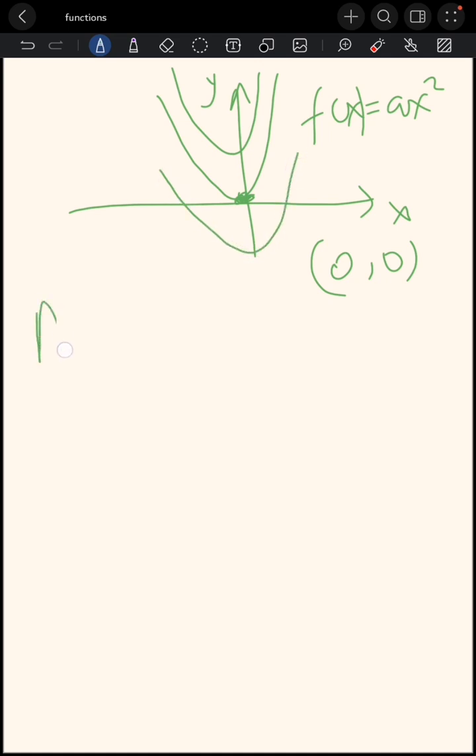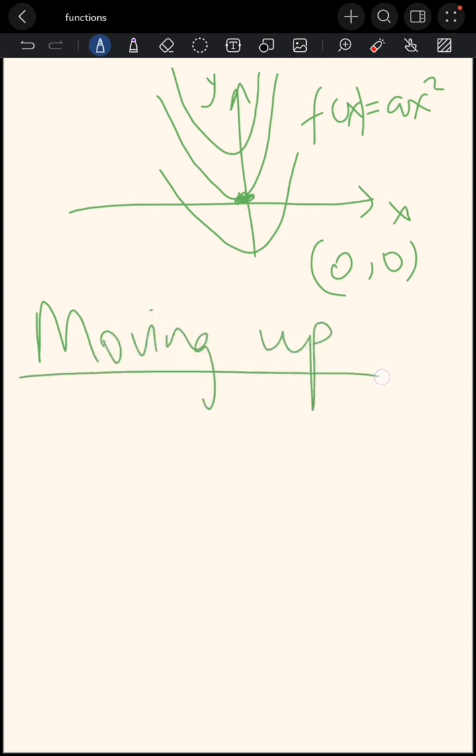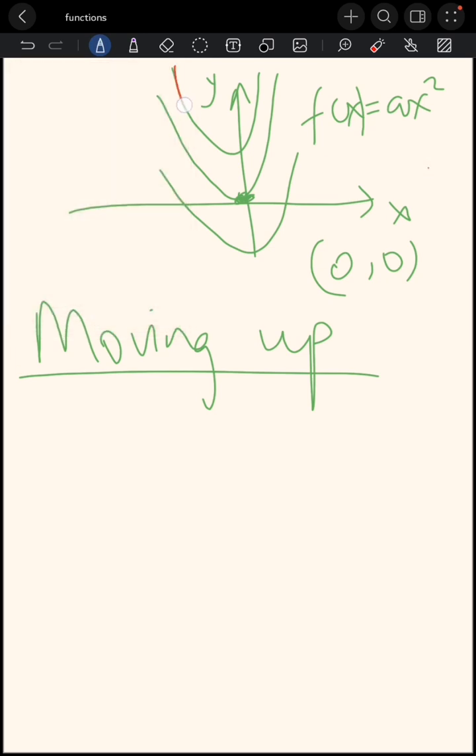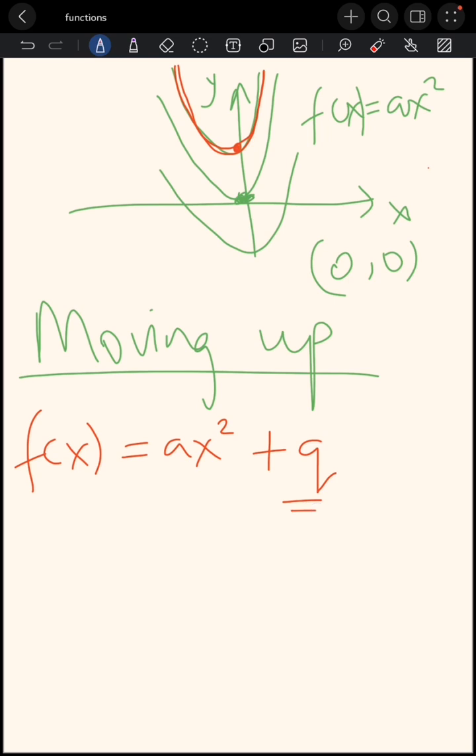Now let's focus on moving up. If we move it up, our graph will move from this point to the red point. It's moving upwards, so our graph will no longer be at the origin; it will be at the point that we move it to. So moving up, we're going to add the q parameter, plus q. Plus q is the amount of units we move it upwards. If we move it by 3, we're just going to add plus 3.